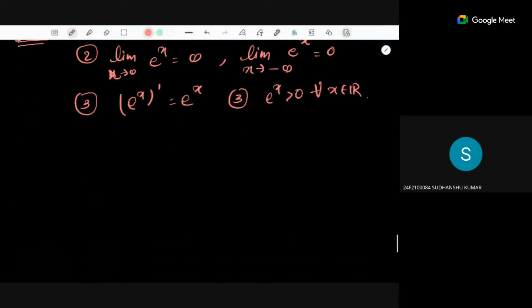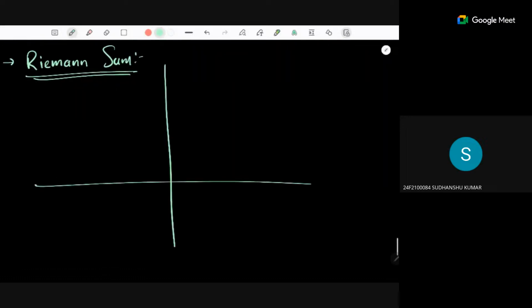Now let's move toward the Riemann sum. What is the Riemann sum and how do we interpret the Riemann sum as the area under the curve? Suppose I have a curve like this. This is our f of x. I want to find the area under the curve. The basic thing is, we know the area of a square. The area of a square is the square of its length, so if the length is l, the area will be l square.